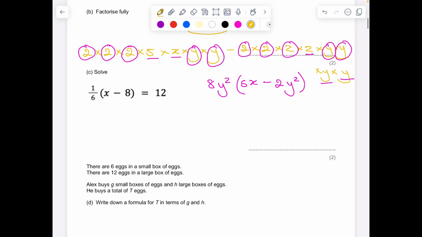Okay, now we're going to solve this. Lots of different ways. I personally would get rid of the 1/6 by multiplying both sides by 6. All that does is get rid of the 1/6. So here I end up with x minus 8 equals 72. And now it's nice and easy. I'm going to add 8 to both sides to get rid of the minus 8 here, and that gives me x equals 80.